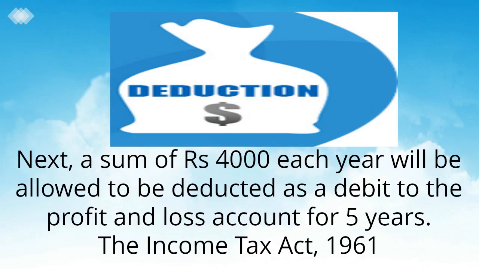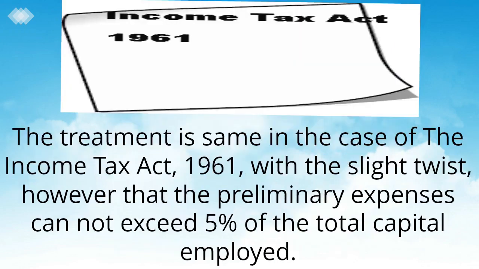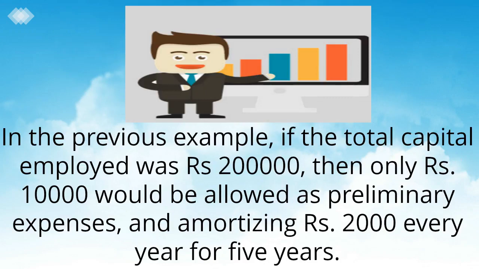The Income Tax Act 1961. The treatment is same in the case of the Income Tax Act 1961, with the slight twist, however, that the preliminary expenses cannot exceed 5% of the total capital employed. In the previous example, if the total capital employed was rupees 2 lakhs, then only rupees 10,000 would be allowed as preliminary expenses. Thus, rupees 2,000 would be amortized every year for 5 years.